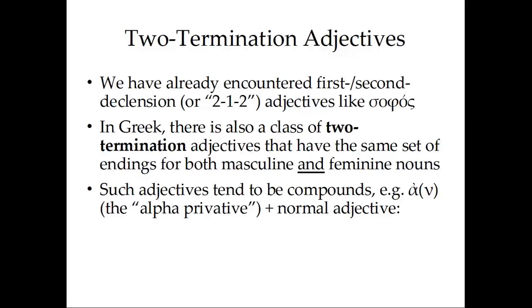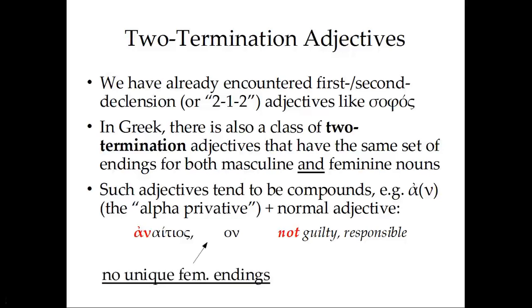For example, very common, we have the alpha privative, which is just alpha, or if a compound begins with a vowel or diphthong, un, with the nu added, plus a normal adjective. For instance, we have a normal adjective like aitios, aitia, aition, guilty or responsible, the cause of something. If we add our alpha privative to that, which would be in this case un, we're going to get anaitios, which will mean not guilty, not responsible.